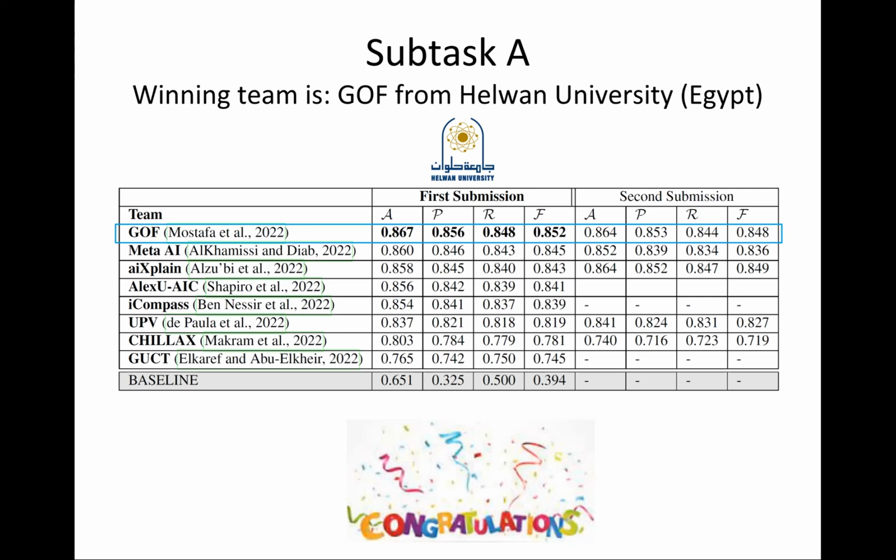Immediately before them was Meta AI. Normally we use 2 digits of precision in comparing the system results, but because many results are close to each other, we use 3 digits to compare teams. As we can see, very strong competition between GUF and Meta AI, and also aiXplain, and also Alexandria University. Thank you so much for participating, all the teams, and congratulations to the GUF team from Helwan University.